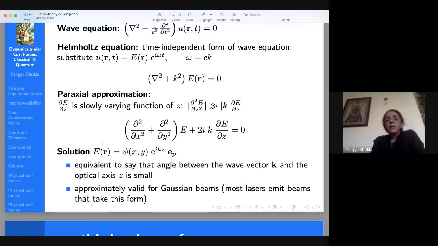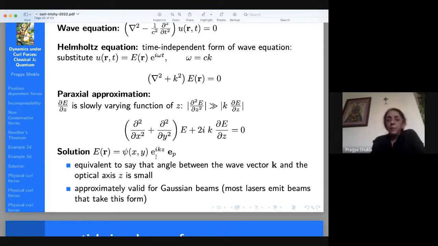I'm interested in this form of the electric field, where the intensity depends only on psi, on the x and y coordinates. There is a uniform polarization, and this is the direction. The z dependence only enters in this form. This is what we have.